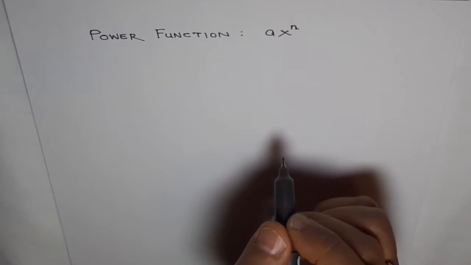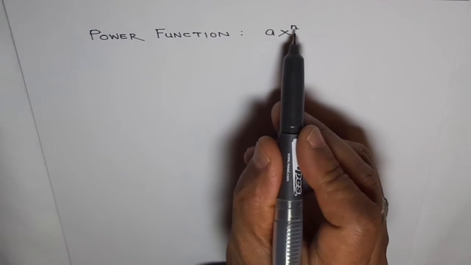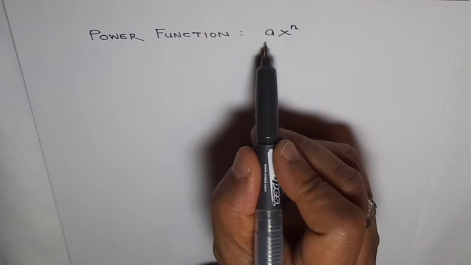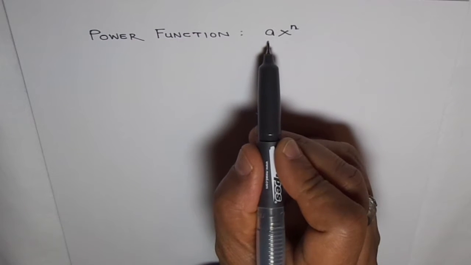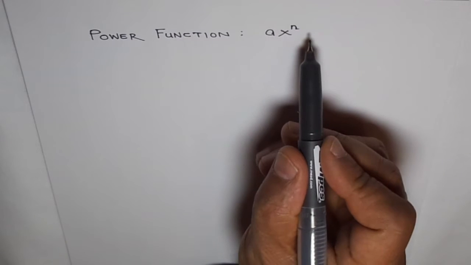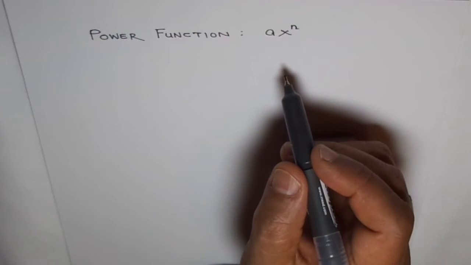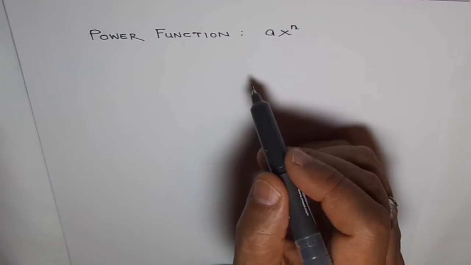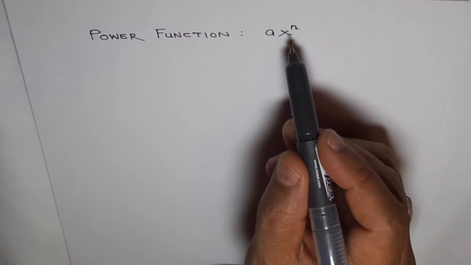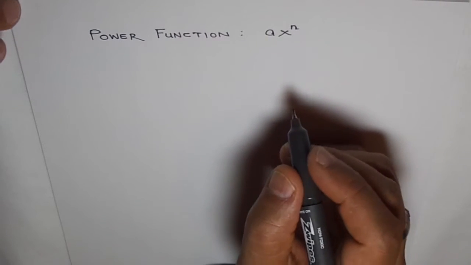Okay. A power function in general can be written as a x to the power of n, where a is a constant, any real number, and n is a natural number: 1, 2, 3, 4, like that. Basic power functions are the linear function, quadratic function, and cubic function, where n equals 1 is linear. Let me show you what these functions are.